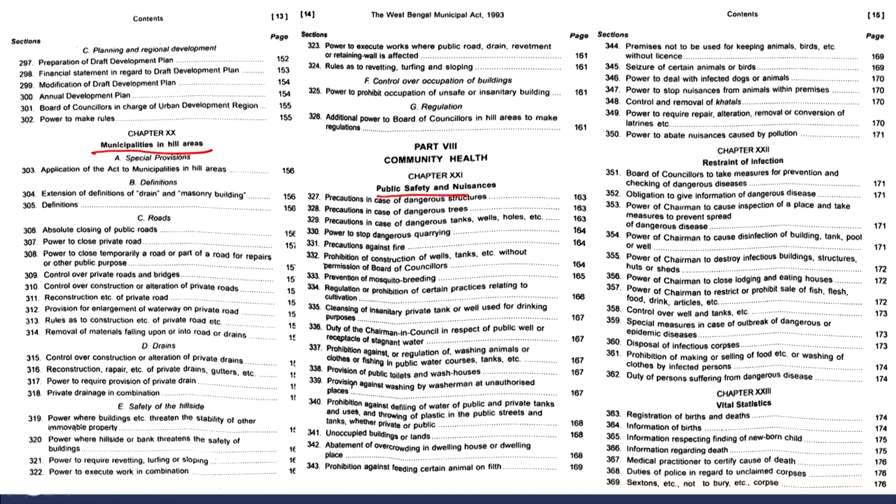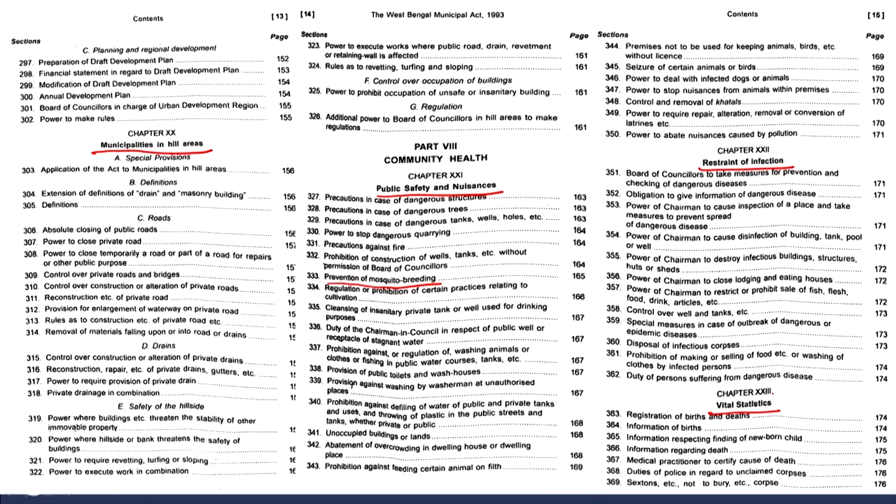Public safety and nuisances: what kind of actions could be taken for public safety, for example, some kind of prevention of mosquito breeding, what kind of actions will be taken. So, all these provisions are there. Then, to avoid infections and protect public health, what kind of actions could be taken.